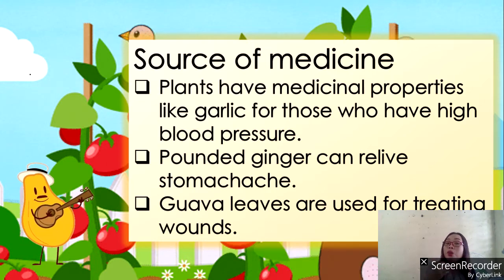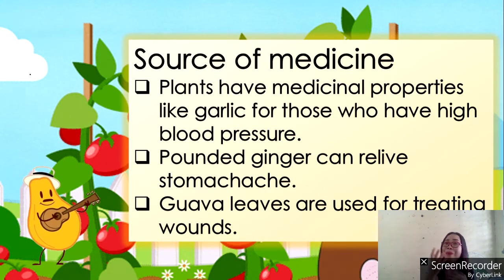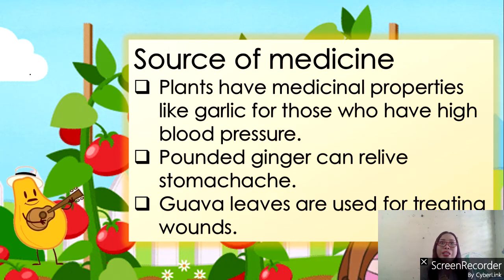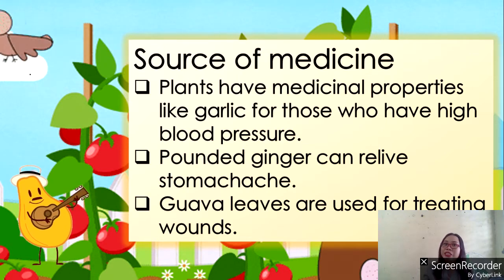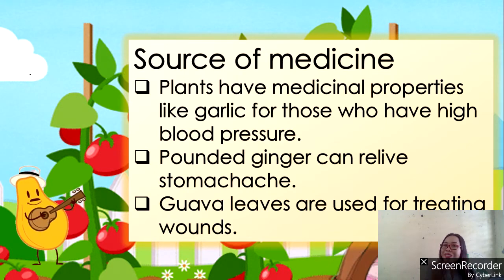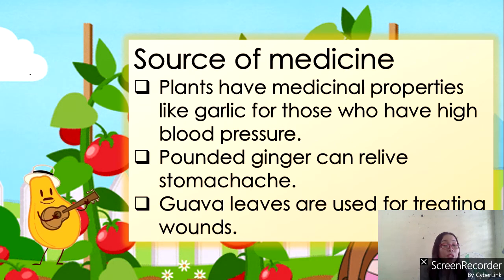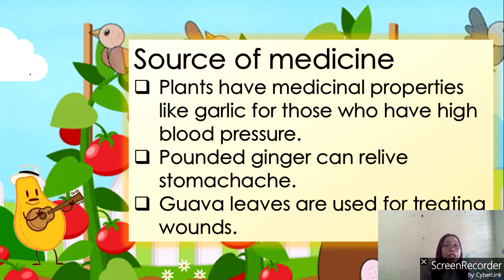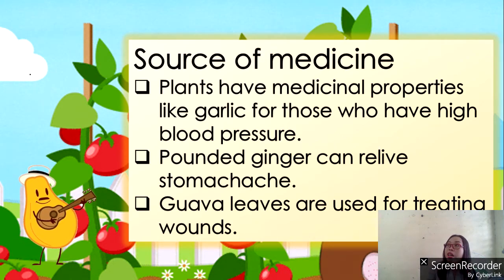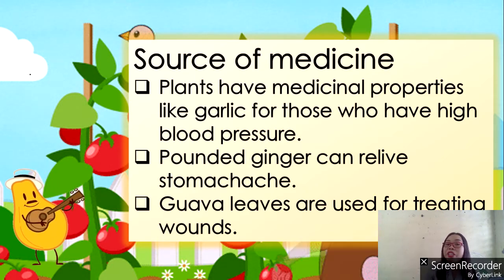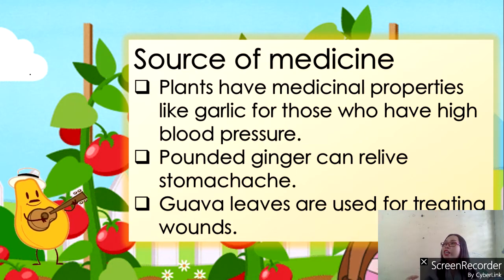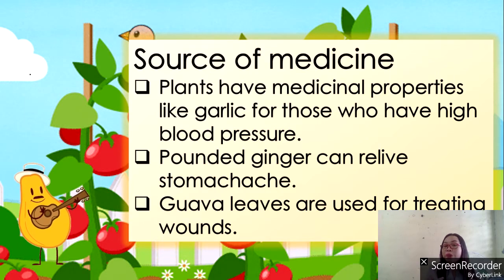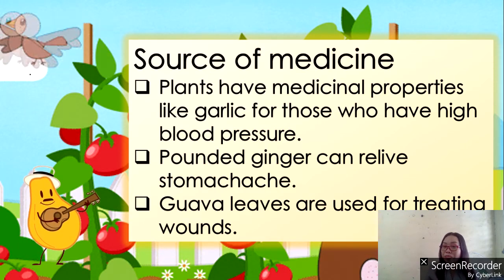Another one, pounded ginger can relieve stomach ache. Imagine, ginger also, we use that to flavor our food or to make our food delicious and aromatic. But in this case, ginger could also be a medicine. So if you have stomach ache, you may boil a piece of ginger to relieve the pain or the aching of your stomach. Okay, so ginger is a good way to relieve the discomfort from your stomach.